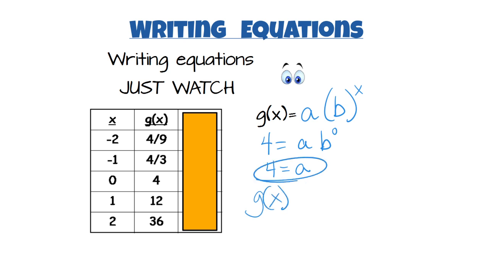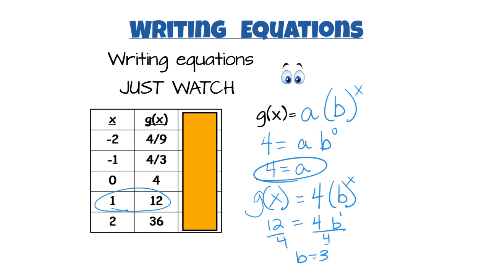So now I'm back to doing it again, but this time I know that this is a 4. I still don't know what B is, and I've got an X here. Now I'm going to pick another ordered pair. I can't use the same one. I've got to use a different ordered pair, and I'm just going to make my life easy. I'm just going to pick the 1, 12. Any of them would work, but there's no reason to make our life difficult here. And so that becomes B to the first, which is just B, or 4B. So I'm going to divide by 4, and B is going to be equal to 3.